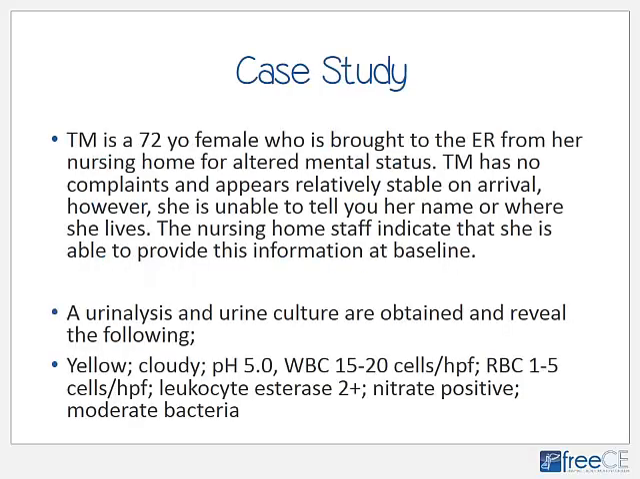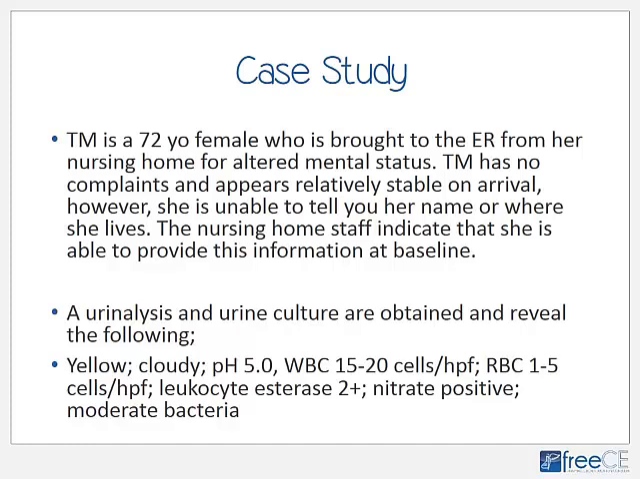So before we get into talking about treatment, we've really, I think, set a nice baseline, but I'd like to go over the first of our 2 poll questions. So this is the case of TM, who's a 72-year-old female. She's brought to the ER from her nursing home for altered mental status. She has no complaints and appears relatively stable on arrival, but she's unable to tell you her name and where she lives. The nursing home staff have already told you that she is able to provide this information at baseline. So it's clear that she's got some altered mental status.